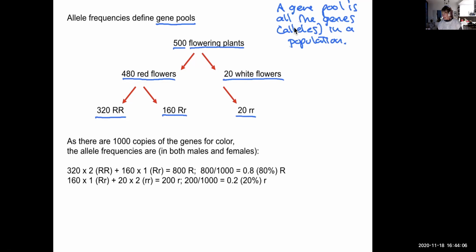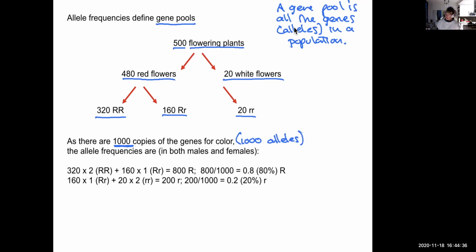So there are 1,000 copies of the gene for color. We have 500 plants. All of those 500 plants have 2 alleles. So there are 1,000 copies of the gene, or 1,000 alleles in the population, because each of those 500 plants has 2 alleles for flower color.